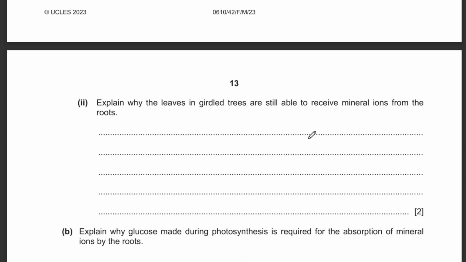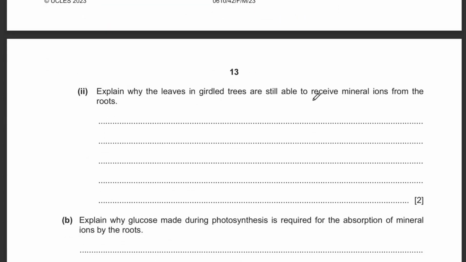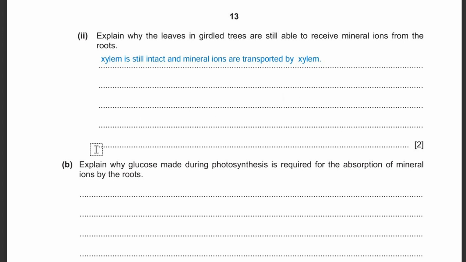Alright. Now, part 2 says explain why the leaves of girdled trees are still able to receive mineral ions from the roots. Obviously, because xylem has not been removed. Only phloem has been removed. This is a very simple question. The answer is that xylem is still intact and mineral ions are transported by xylem along with water. So that will be the answer to this 2-mark question.